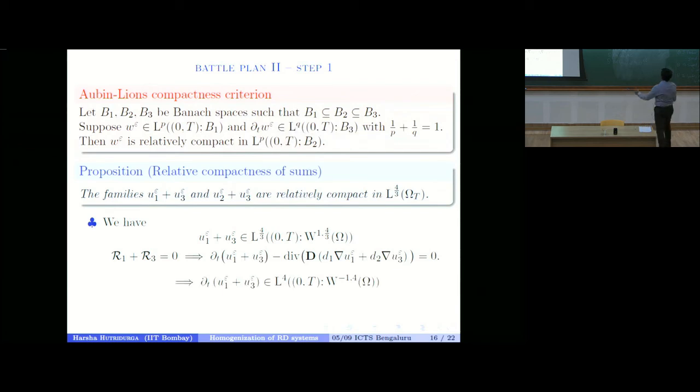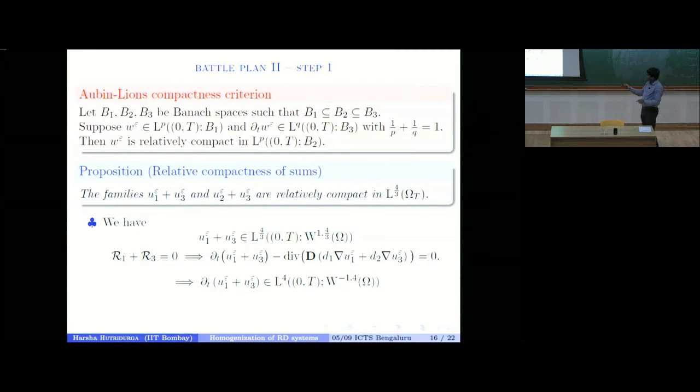So once we have written down the equation for the sums, what do we do? We have already shown that each of the u_i's are in L^{4/3}, W^{1,4/3}, right? So if you sum 2 concentrations, you are still in the same space. So u1 plus u3 are in L^{4/3}, W^{1,4/3}. Now, because the sum is 0, once you have written this down, it's a standard trick.